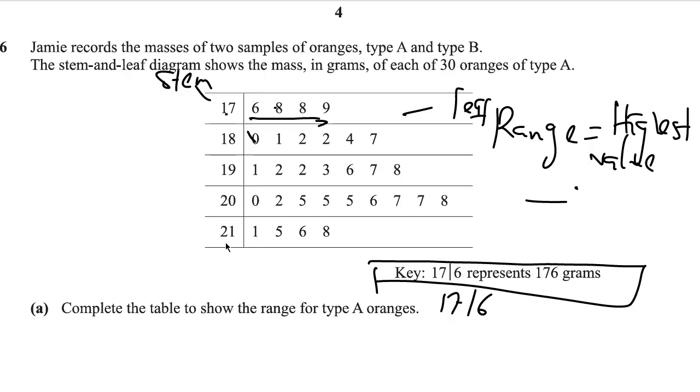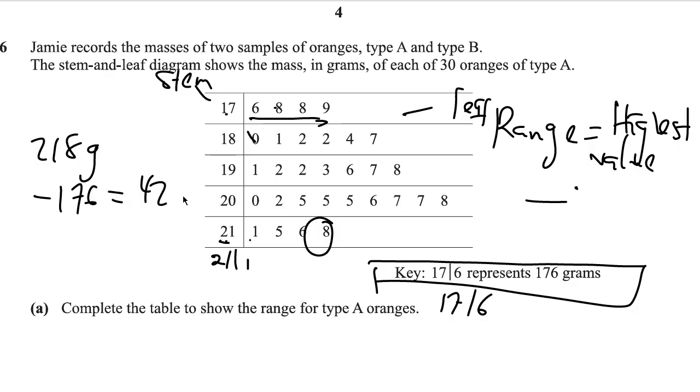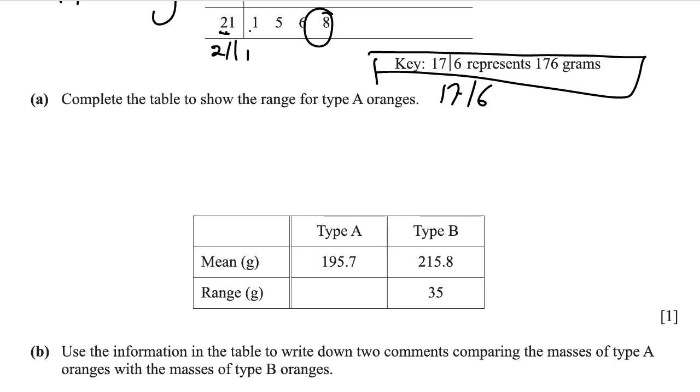Then what's the highest? When we move down here, we see 21 as the stem, 1 as the leaf. So that's 211 grams, and then 215, then 216, then 218. That's the highest. So the highest, which is 218 grams, minus the lowest, which is 176, is equal to 42. And that's simply the range, the highest minus the lowest value. So we simply place 42 here.